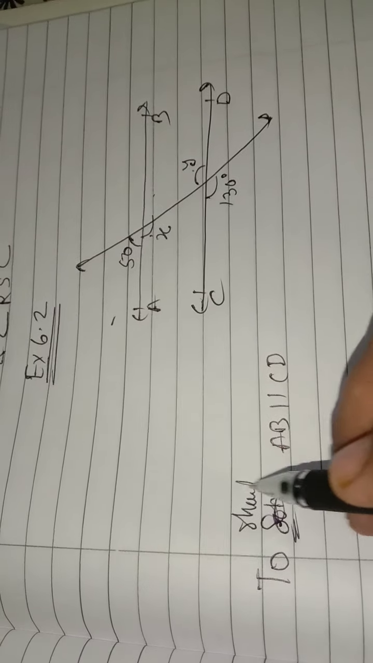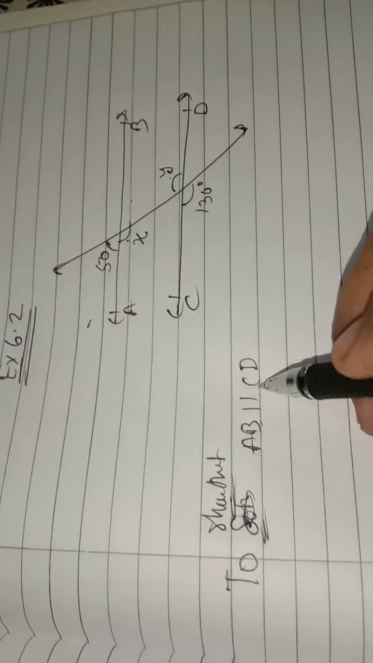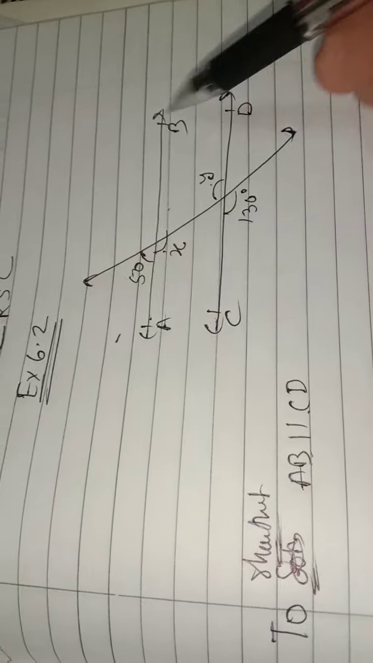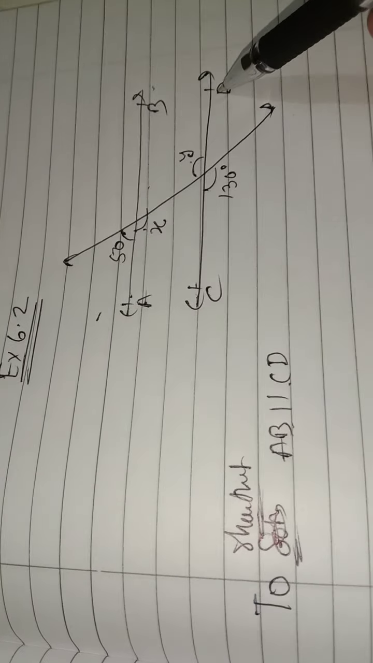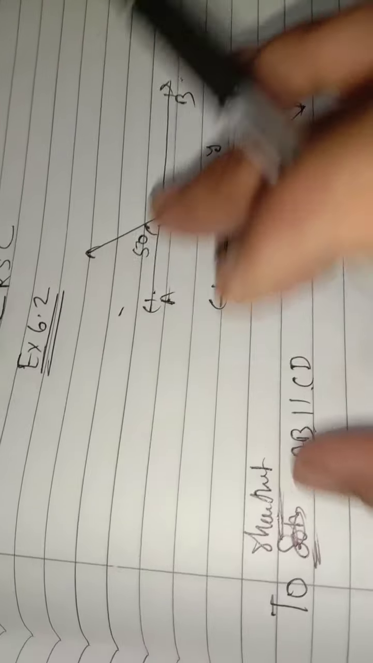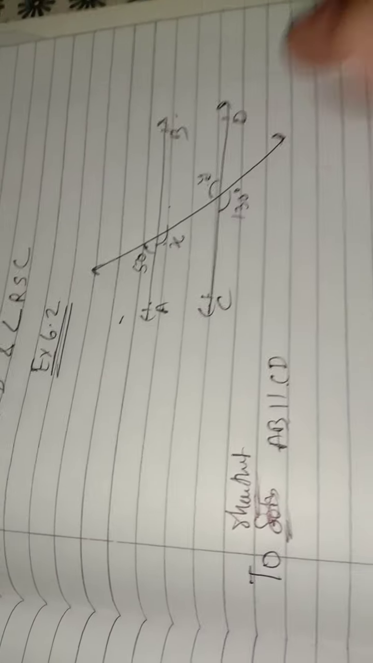Okay, so actually we have to show that AB is parallel to CD. We have to show that these two lines are parallel to each other. Actually it is not given, sorry. We have to show that AB is parallel to CD. So I will show it.